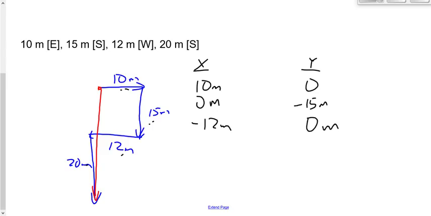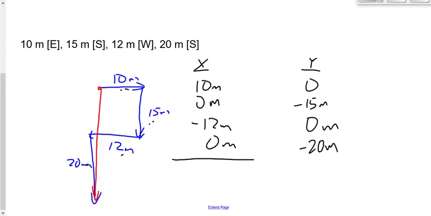And then the next one, the final one, 20 meters. How much of that 20 meters is on the x-axis, Sean? None. And how much of that 20 meters is on the y-axis, Rachel? Yep, you. How much of it's on the y-axis? Negative 20 meters. Good. Good.